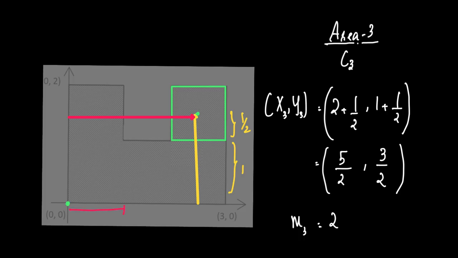Up till this mark is 1. Up till this mark further is 1. So 1 plus 1 is 2. And this much length is half. So what we have is 1 plus 1, 2. 2 plus 1 by 2, which is 5 by 2.